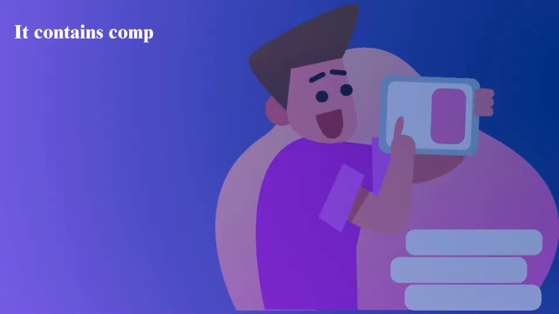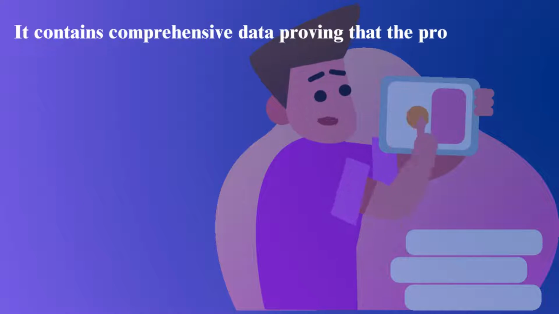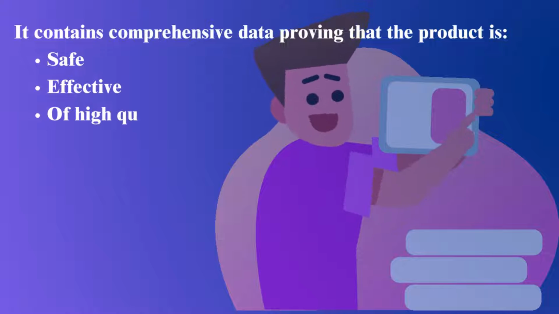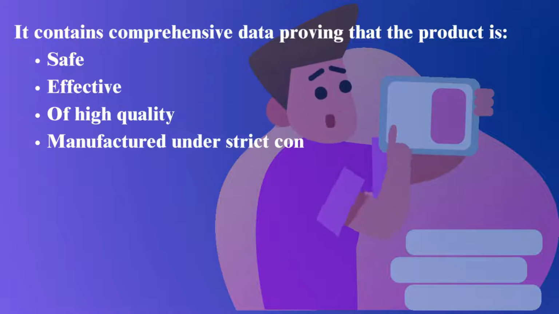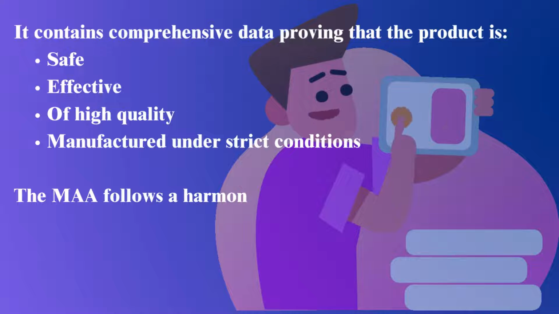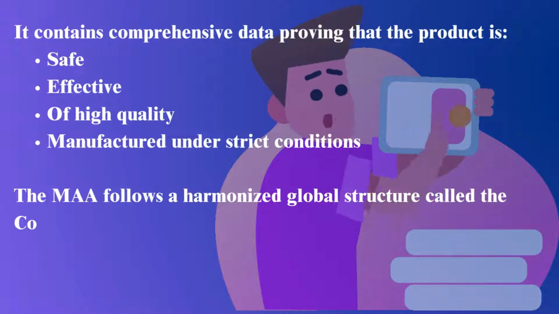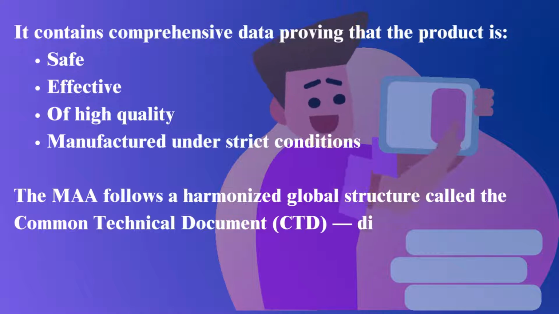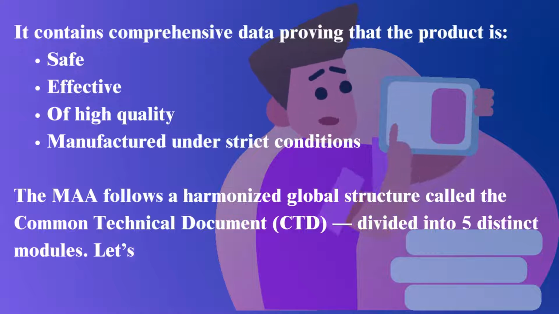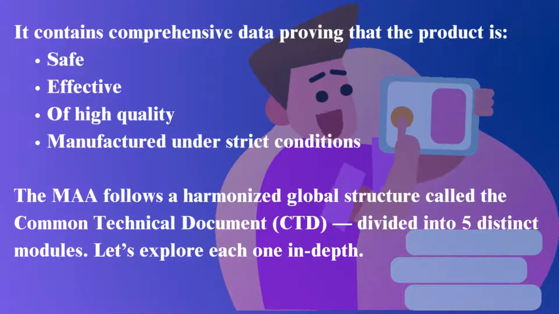It contains comprehensive data proving that the product is safe, effective, of high quality, and manufactured under strict conditions. The MAA follows a harmonized global structure called the Common Technical Document, divided into 5 distinct modules. Let's explore each one in depth.